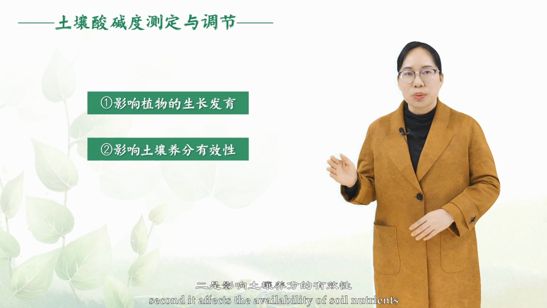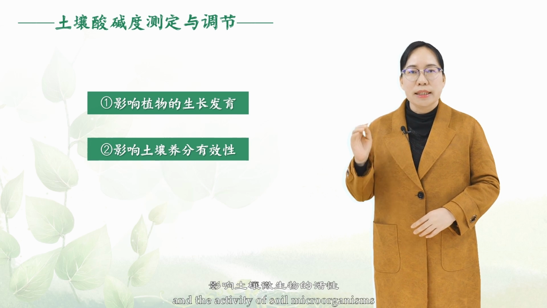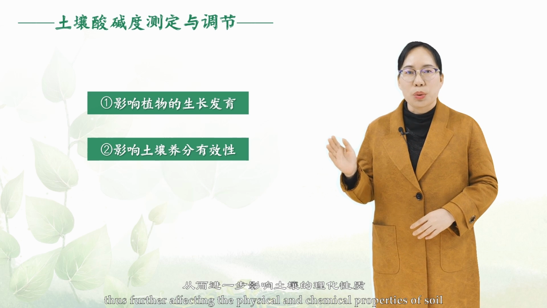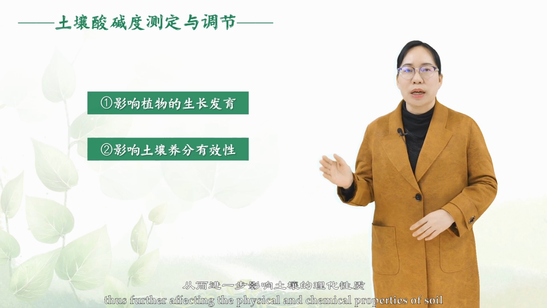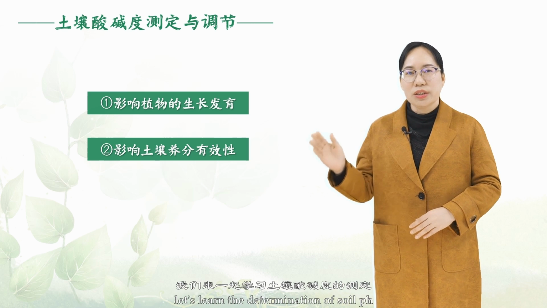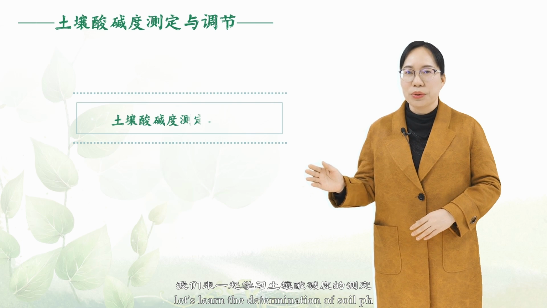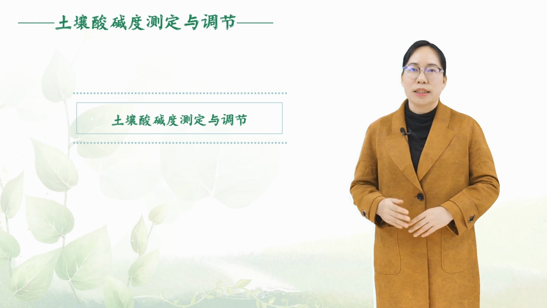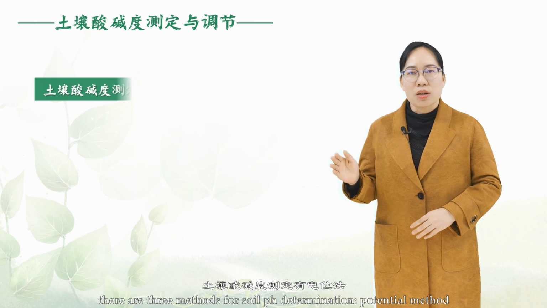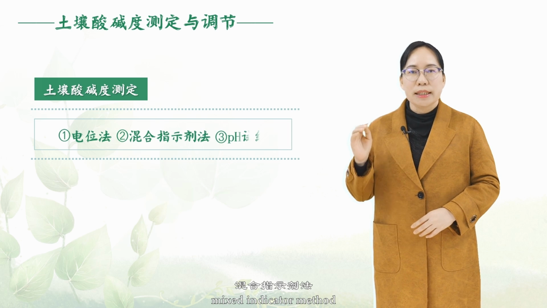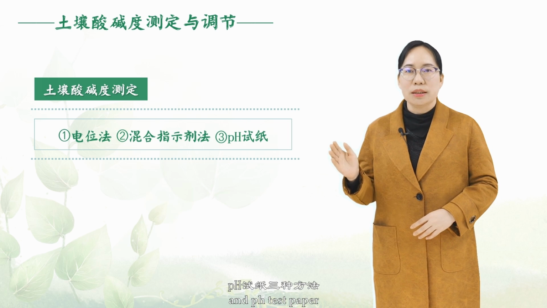Second, it affects the availability of soil nutrients and the activity of soil microorganisms, thus further affecting the physical and chemical properties of soil. Today, let's learn the determination of soil pH and discuss the adjustment methods. There are three methods for soil pH determination: potential method, mixed indicator method, and pH test paper.